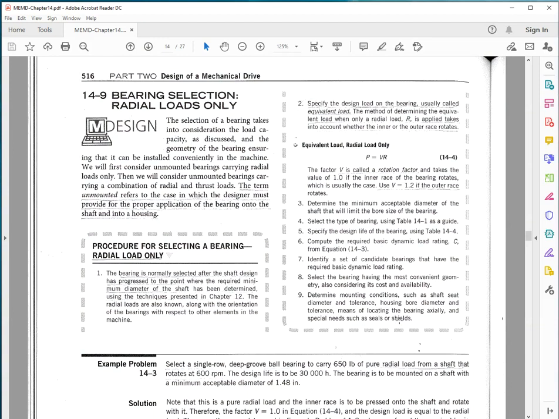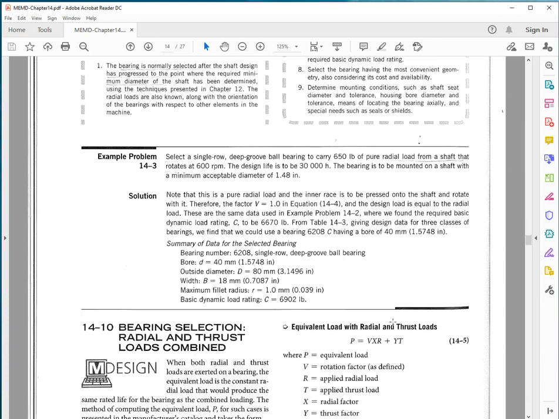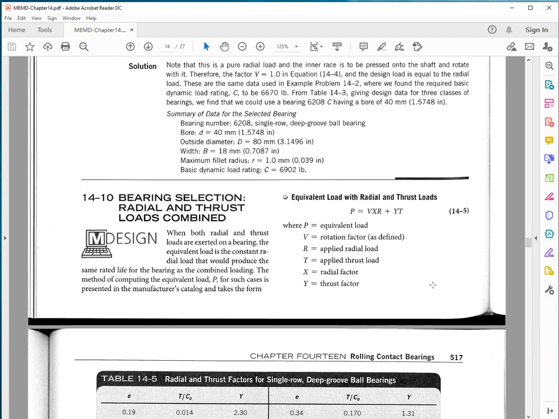Oftentimes you go through the process of selecting a bearing. Sometimes you have a given bearing that you adopt from other considerations, and you want to know what would be the life of that bearing. Sometimes design goes this way, from other considerations like size and the diameter of the shaft that has already been established based on strength calculations.